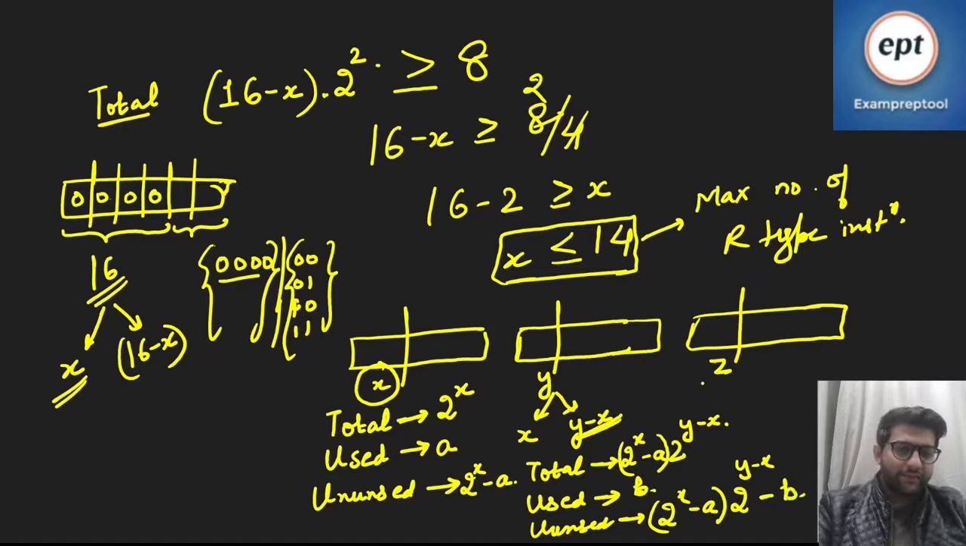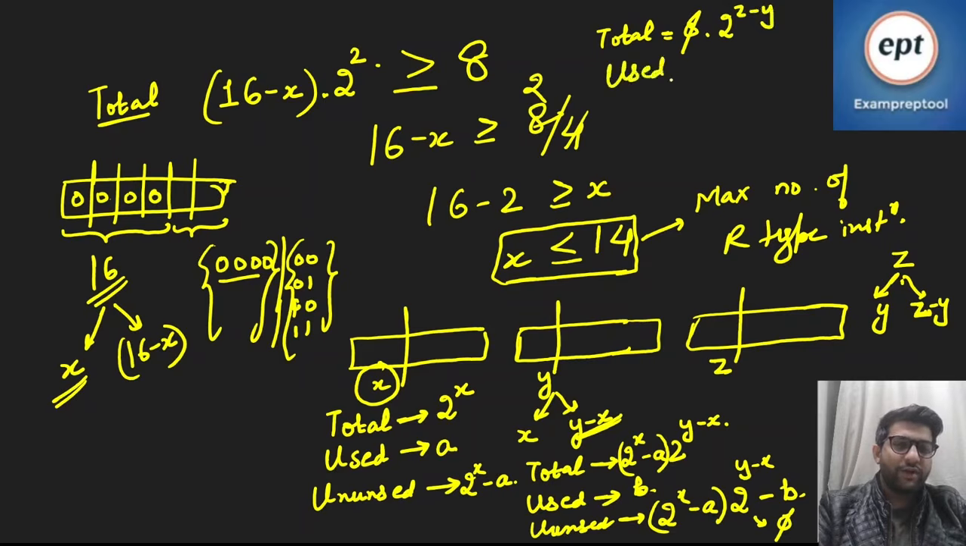Now again, for Z, if Z is the largest opcode out of these 3, you can calculate it by first dividing Z as Y and Z minus Y. And you can calculate the total by the unused value. So let's say if this was psi, this will be psi into 2 power Z minus Y. Again, you can use the used values and calculate the unused values, right? So this is how you can solve the question which supports multiple types of instructions.